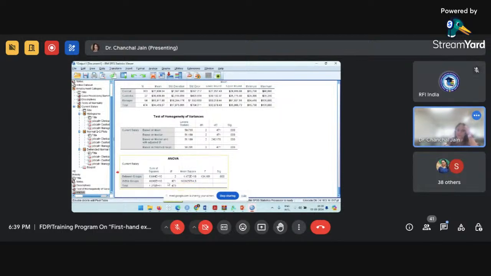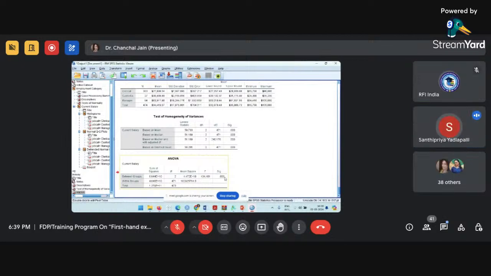Similarly for the next category also. Then you can see this is the F value: between groups mean square divided by within groups mean square gives you the F value. And then we are getting the P value, which is less than 0.05. When the P value is less than your level of significance, we are going to reject the null hypothesis, right?